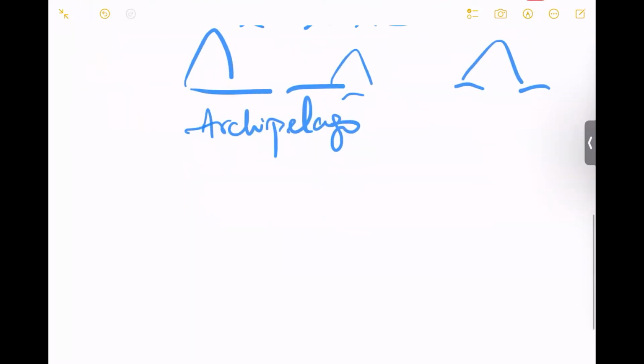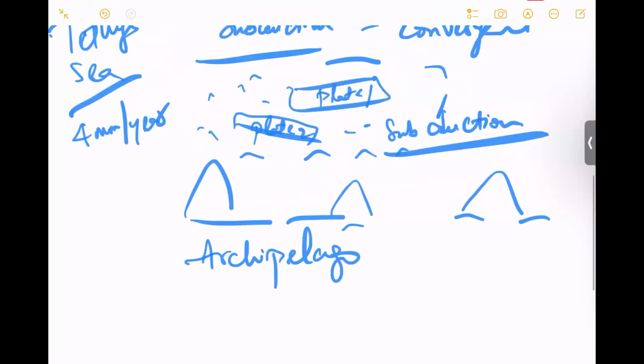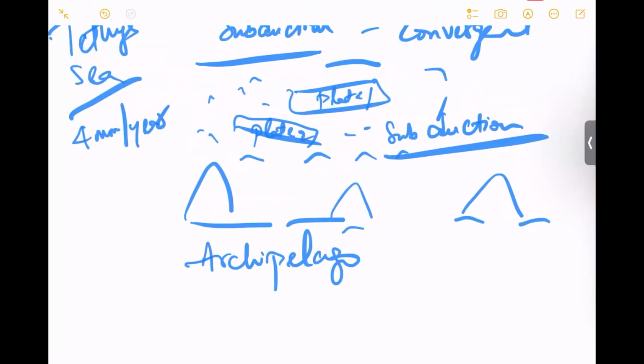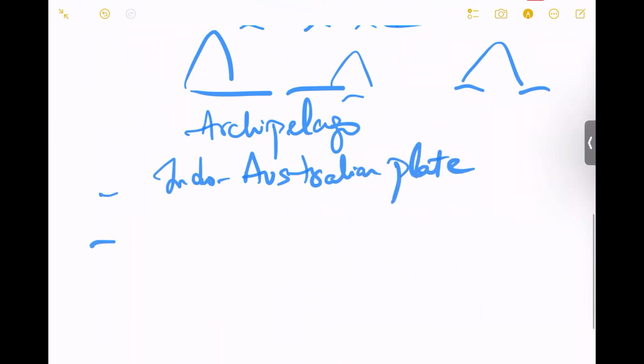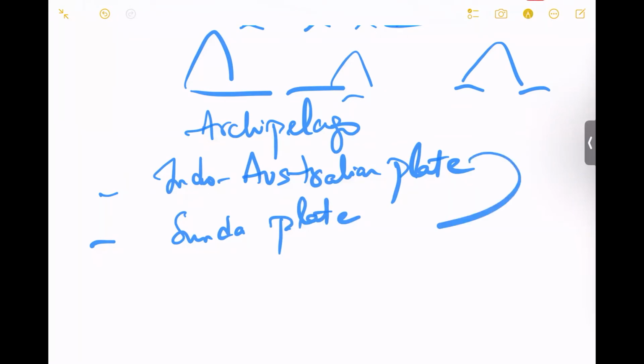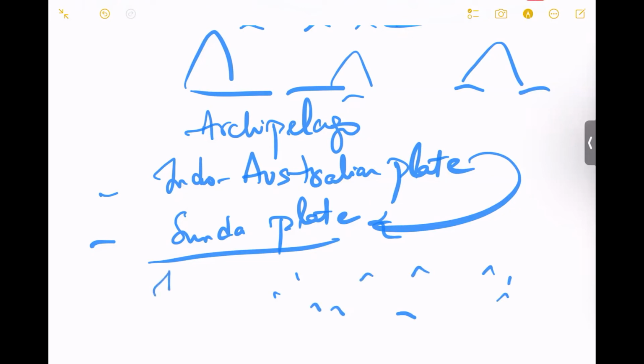In the Indonesian case, you have to mention the plates which are undergoing this particular subduction. So in Indonesia's case, it is the Indo-Australian plate, which is a major plate, and one more plate is the Sunda plate, which is a minor plate. So here this particular plate is getting subducted by this Sunda plate, and due to the rise of the Sunda plate in bits and pieces, this Indonesia is getting formed.